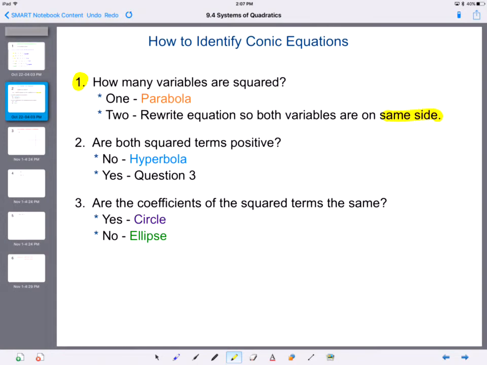And then, how many squared terms do you have? And are they positive or negative? Are both squared terms positive? If they're not, we can say that it's a hyperbola, because you'll be subtracting those squared terms. If they are the same sign, then the question is, what are their coefficients? Are they the same? If they're the same, it's a circle. If they're not the same, then we're looking at an ellipse. Once again, you need to be able to identify those different conics, because on the test I'm not going to tell you which one you're looking at. You've got to be able to identify it.